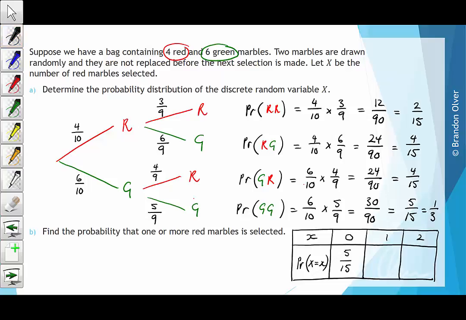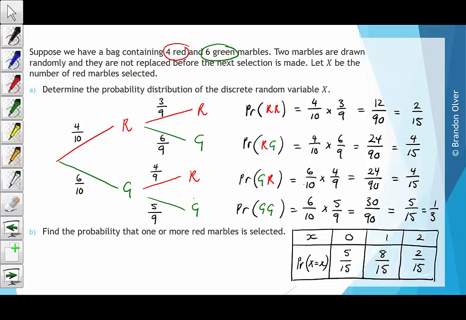So I'll leave that as a common denominator, so these are easier to add and subtract in a minute. And then the probability we get 1 red marble is the same as saying the probability we get a red and a green, added on the probability we get a green then a red, which is 4 over 15 plus 4 over 15, which is 8 over 15. And finally, the probability that we get 2 red marbles is 2 over 15.